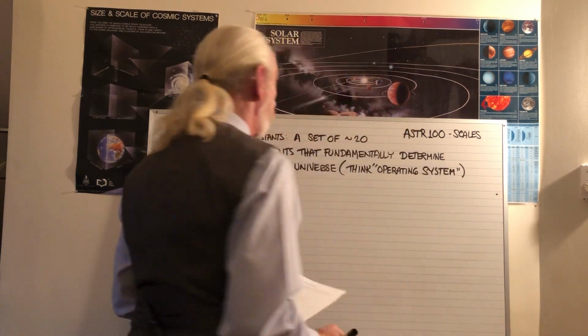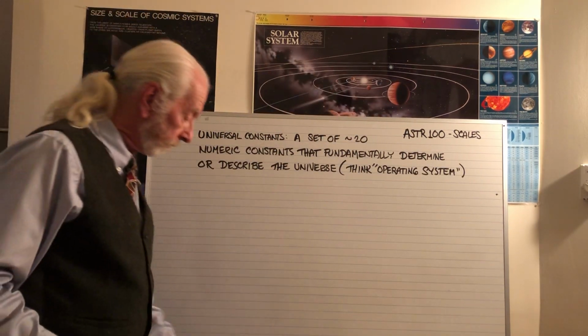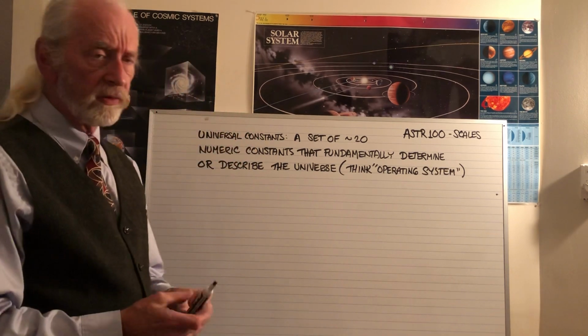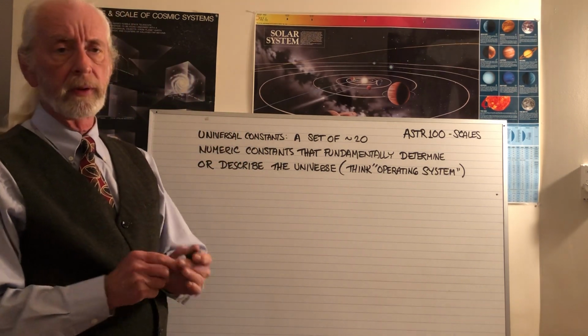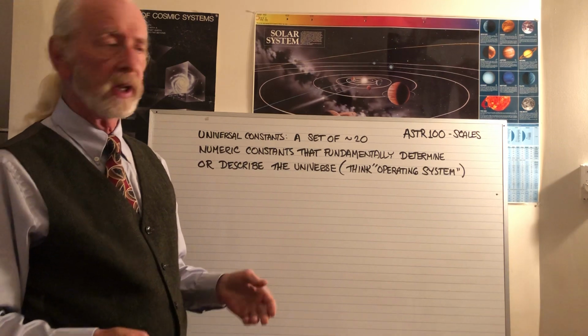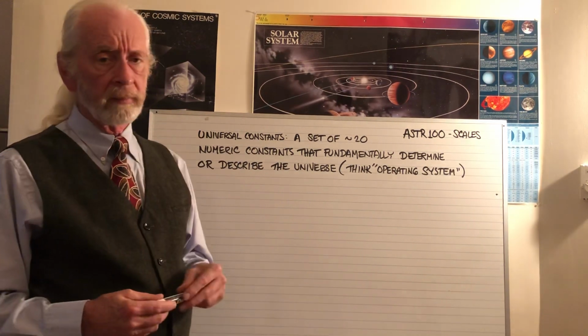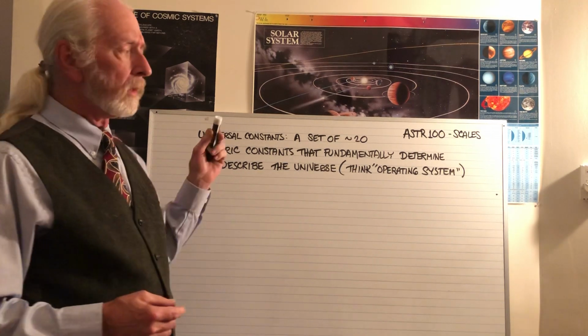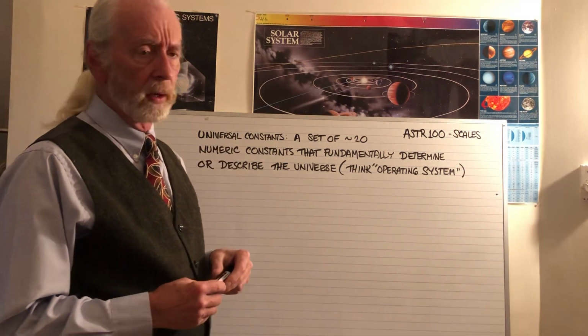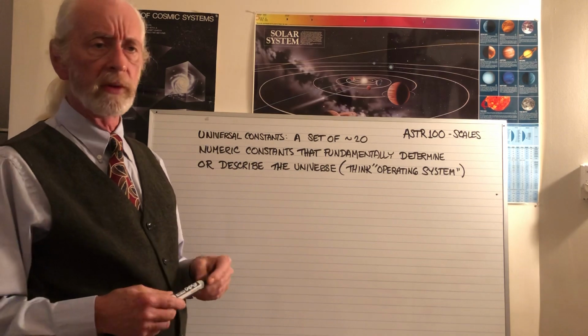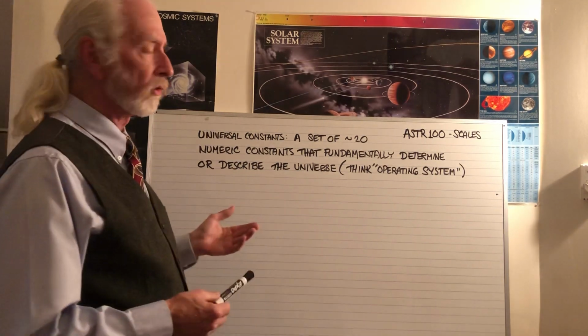Think of them as an operating system. We've talked about one of them briefly, the universal gravitational constant. We'll get into that in a little more depth. But for the time being, let's just think about one that you're probably more familiar with, the speed of light. That is a universal constant.